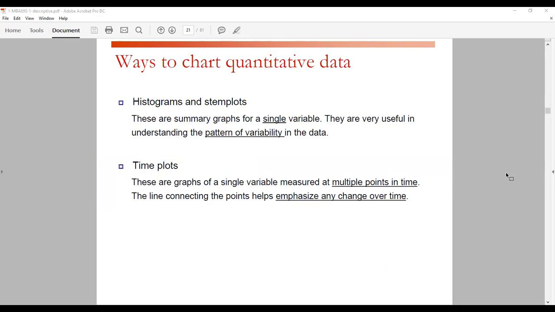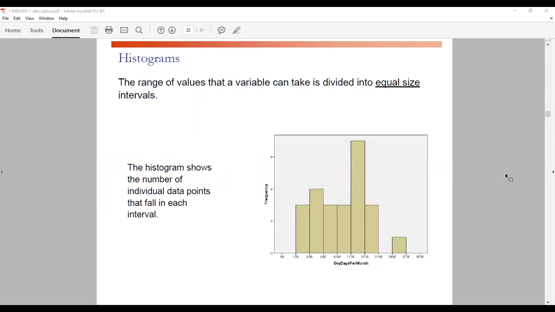Okay, histogram, stem plots, time plots. Let's go for it. Okay, histogram. A histogram shows the number of individual data points. You can see here, I'm having a tough time reading the bottom, but you can see that the fifth one has the largest frequency.